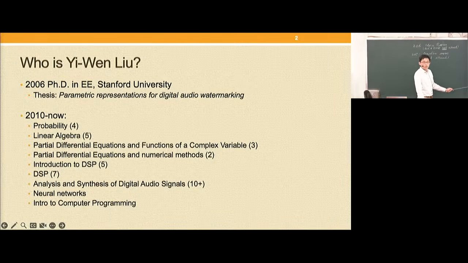I offered the graduate level, 研究所的. I also offered a graduate level DSP in the past 7 times. And I have my own graduate level course about audio signals, more than 10 times, that's my specialty. And I also taught some other courses in the past. So that's a bit about myself.